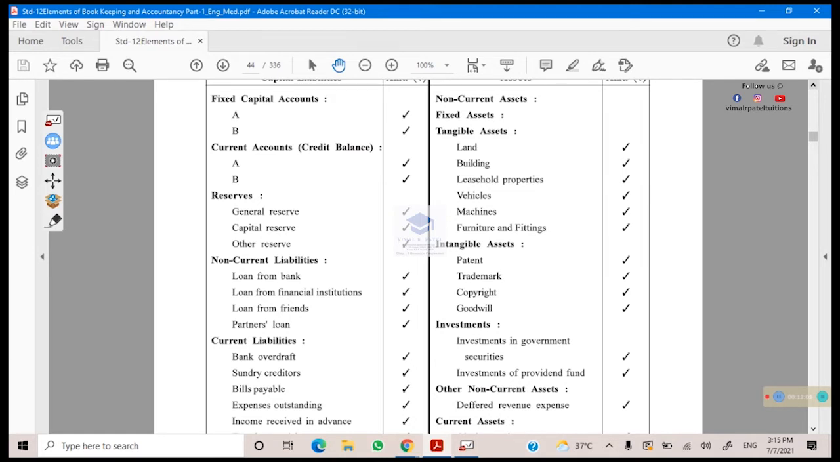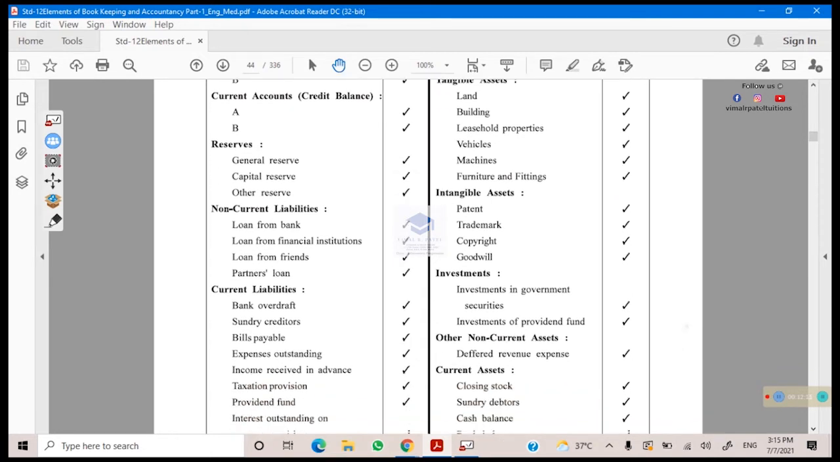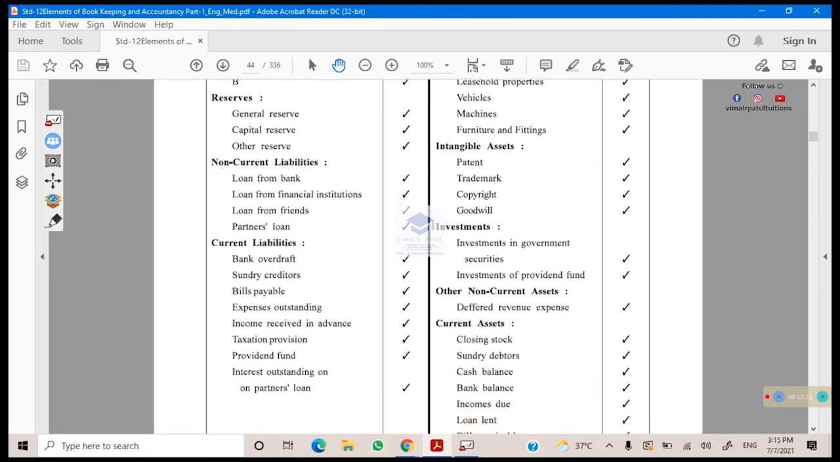So loan from bank, loan from financial institution, loan from friends, partners loan. Then current liability, bank overdraft, sundry creditors, bills payable, outstanding expense, income received in advance, taxation provision, provident fund, outstanding interest. So any outstanding expense, income received in advance, all will be shown on the liability side of the balance sheet.